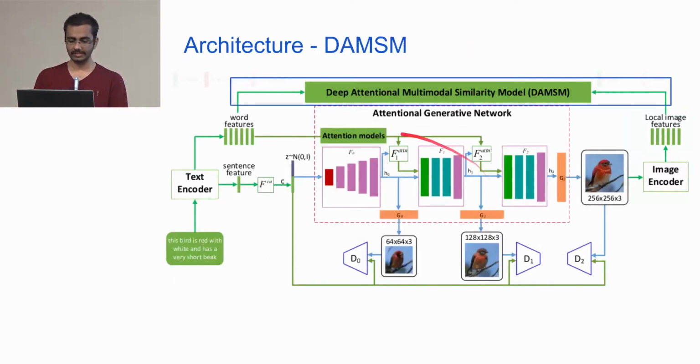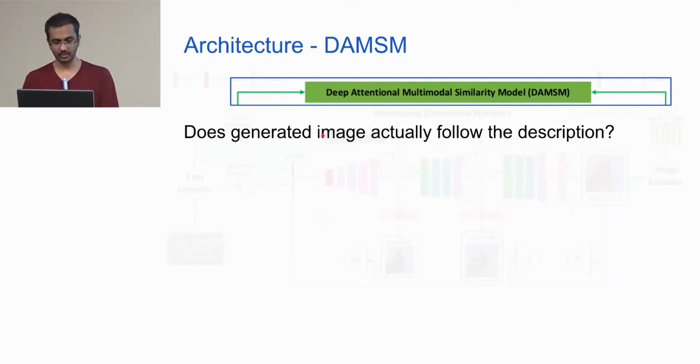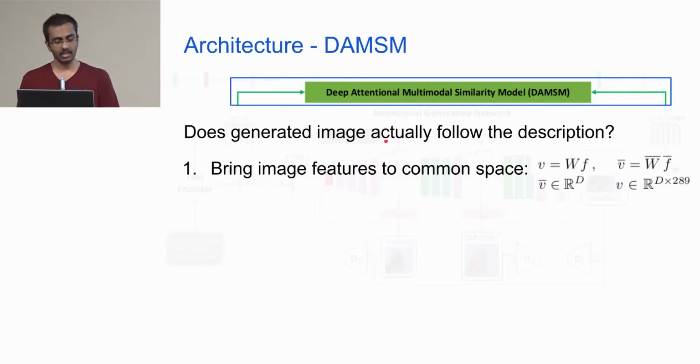So let's get into the final part of this network, which is the deep attentional multimodal similarity model. Try saying that 5 times fast. So we will call it DAMSM. Let's get into what it is. This DAMSM tries to answer this particular question: does the generated image actually follow the description? The generator may have learned to generate crisp images, but it may not have learned to actually follow the description, but we want that to happen. So we want to take care of this as well.